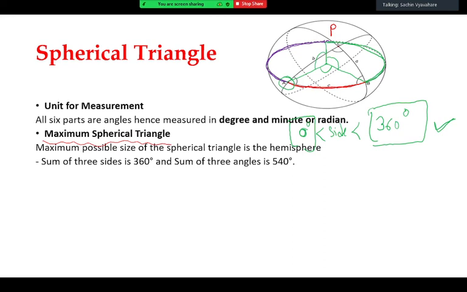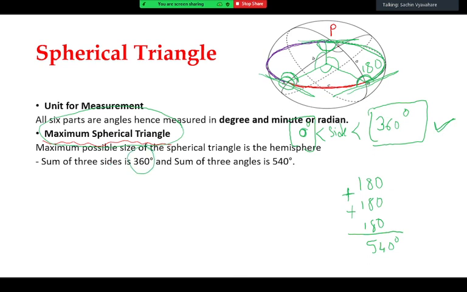Why 540 degrees? Because we measure the angle of the triangle by a tangent. When we draw a tangent, suppose we draw a tangent at point B. So this tangent is 180 degrees. So angle B is 180 degrees. Angle A is also 180 degrees. Angle P is also 180 degrees. So when we have the maximum spherical triangle as a hemisphere, at that time 180 plus 180 plus 180 is the sum of the angles of the triangle, and that is 540 degrees. 540 degrees is the sum of the angles of the triangle, while 360 degrees is the sum of the sides of the triangle. That is about the maximum spherical triangle.